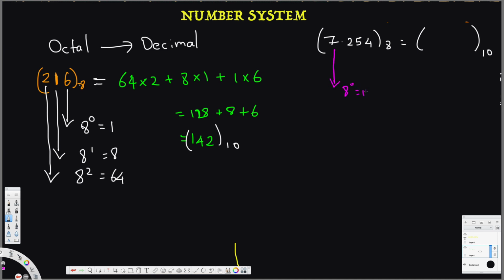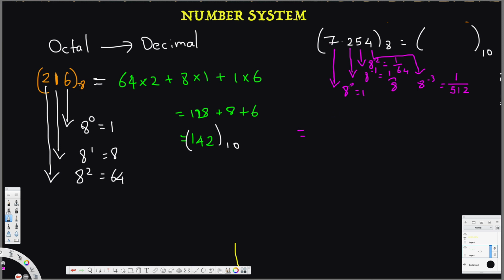And what happens after the fraction point? After the fraction point, we have to know that it goes like -1. 8 power -1, that is 1/8. And this one is 8 power -2, that is 1/64. And this one is 8 power -3, that is 1/512. Now let's do the same thing as we did before.